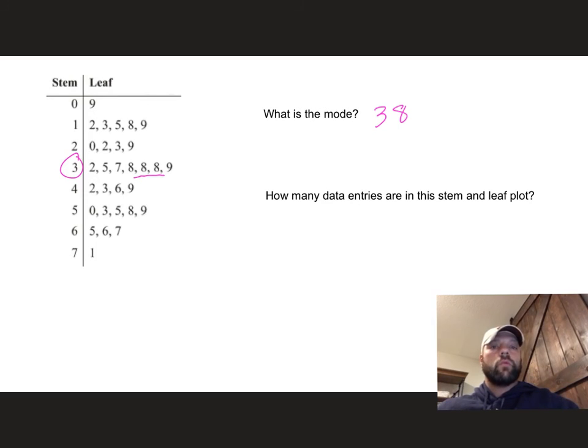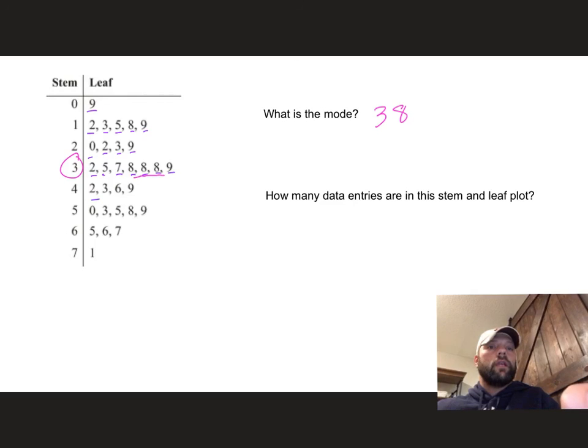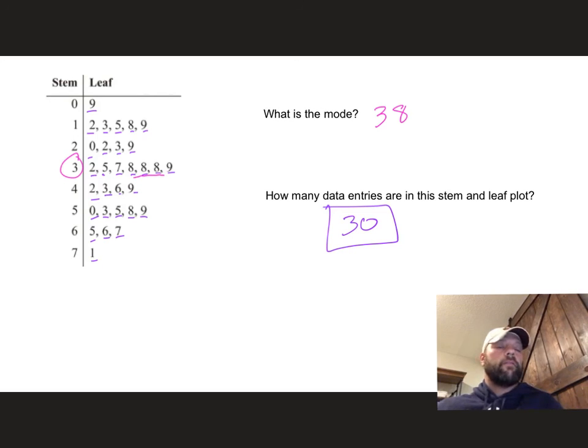And then how many data entries are in this stem and leaf plot? This is one that I see throws students off a lot. People think that they need to count the stem, and realistically, all they need to do is count the leaves. So if I count the leaves, 1, 2, 3, 4, 5, 6, 7, 8, 9, 10, 11, 12, 13, 14, 15, 16, 17, 18, 19, 20, 21, 22, 23, 24, 25, 26, 27, 28, 29, 30. There are 30 entries in this stem and leaf plot.